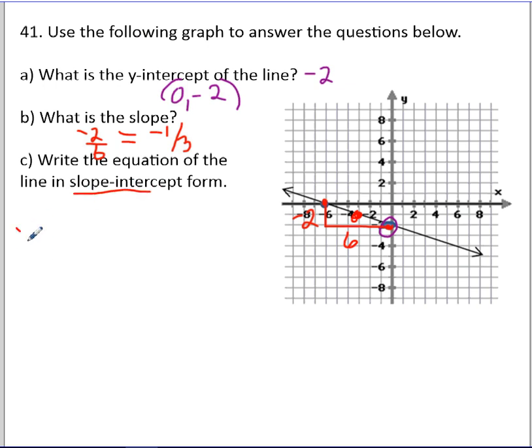So our equation in slope-intercept form, so y equals our slope, x, y-intercept. So it becomes y equals -1/3 x minus 2.